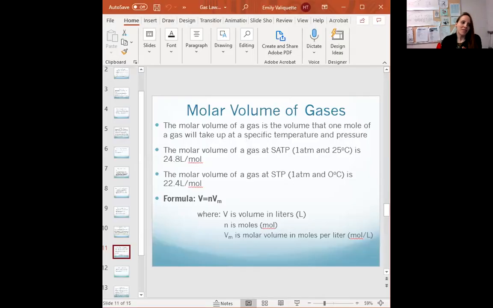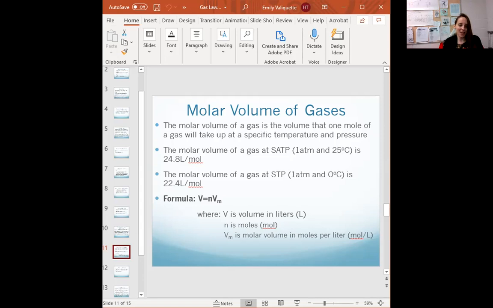So the molar volume of gases is essentially just this idea that if you have 1 mole of a gas at a specific temperature and pressure, it's going to take up a specific amount of volume. The molar volume of a gas at SATP is 24.8 liters per mole, and the molar volume of a gas at STP is 22.4 liters per mole. Now you don't have to remember those values, the 24.8 and the 22.4. Those will be on your formula sheet, but you do want to know what STP and SATP are.